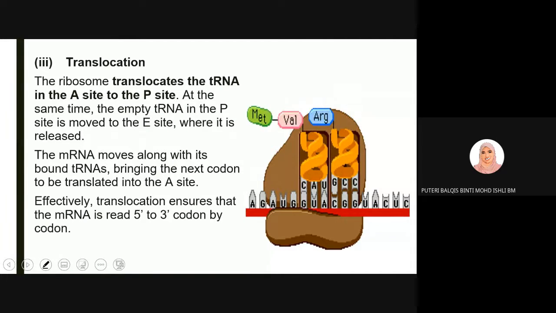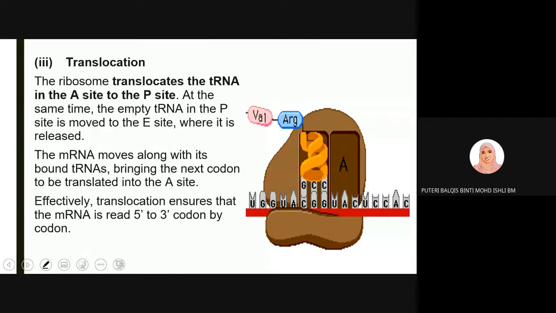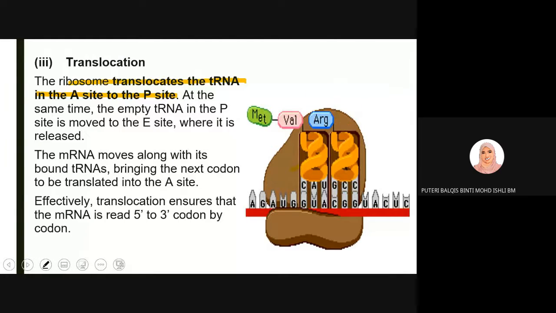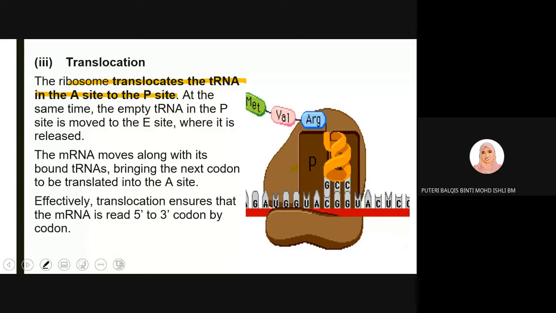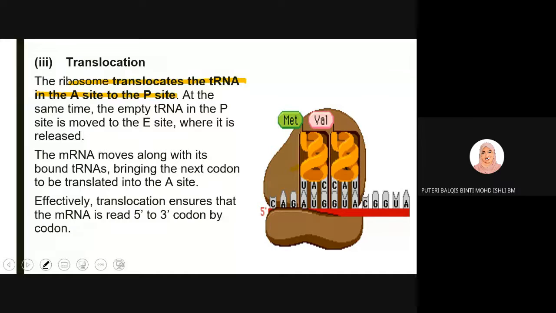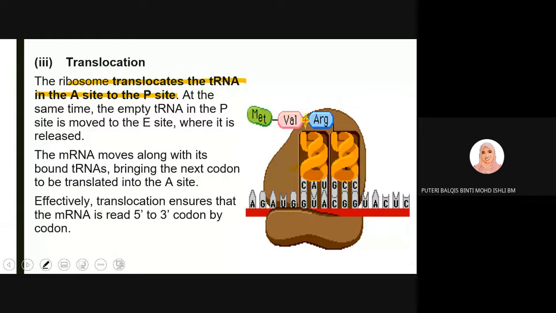Next, we move on to translocation. Okay, translocation maksud dia akan translocate, pindah lokasi. So what happened here, the ribosome will translocate tRNA in the A site into the P site. So you can see that from A site, it will go to the P site. Okay, nampak? After peptide bond formation, there is process translocation. From the A site, it will move to the P site.